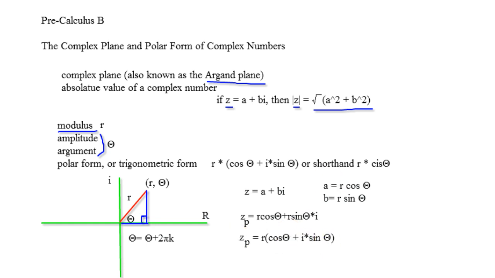Now, shorthand, that gets long to write. This takes a long time to write. So shorthand is r times CIS. The C stands for cosine, the I stands for the imaginary number, and the S stands for sine. So whenever you see this, you can just rewrite it as r CIS theta and have it be represented right there. Alright, let me show you how.